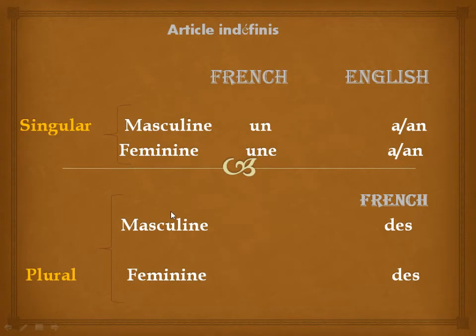Now, indefinite articles. In English, we use a and an for both masculine and feminine. But in French, we use un for masculine and une for feminine. And des is used for plural for both the cases, masculine and feminine.